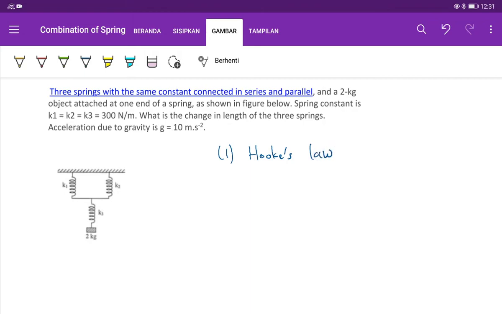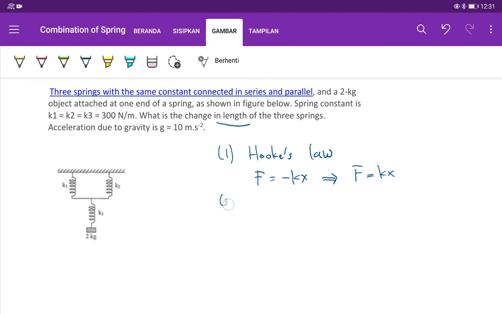Why Hooke's law? Because we want to find the change of the length. Hooke's law states that F equals minus kx. In this equation, we just focus on F. We neglect the minus, so F equals kx.